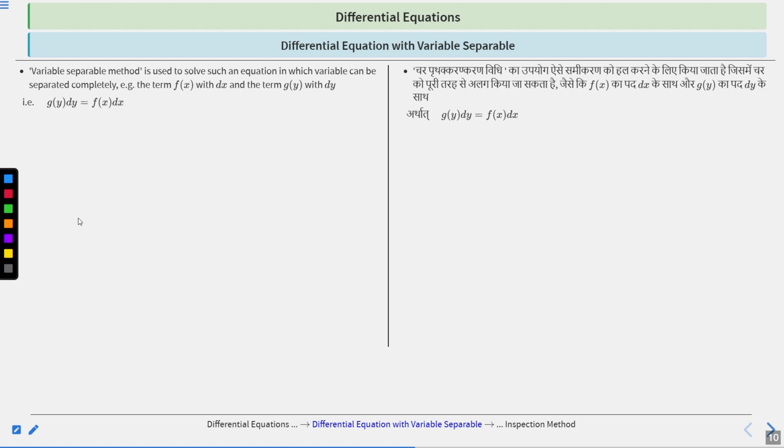For example, the term f(x) should be with dx and the term g(y) should be with dy. That is, g(y) dy and f(x) dx. That is, we have separated the variables. Clear? Y things will be with dy and x things will be with dx, so that we can easily integrate the function on both sides to get the solution of the differential equation.